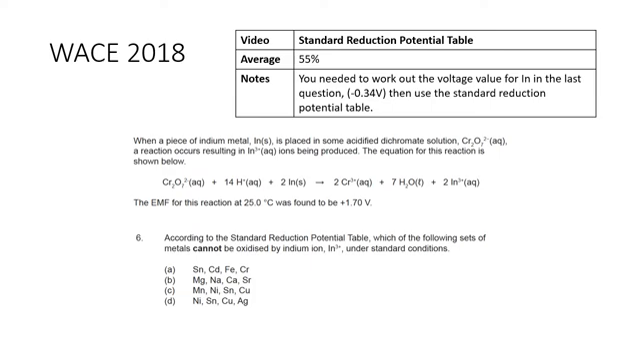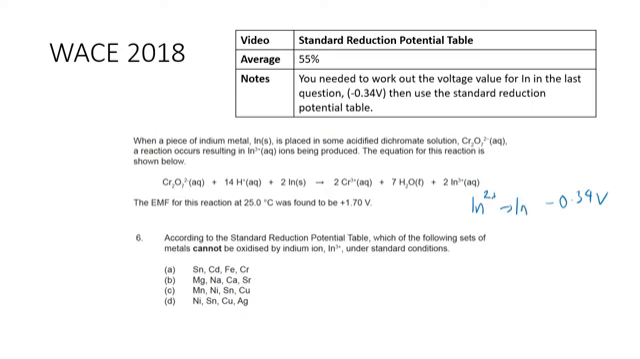So again, this is the same question, except this is the following question. This one was answered slightly better. You need to work out the voltage value for indium from the last question and then use the standard reduction potential table to do this. We worked out that the value for indium was negative 0.34 volts, and without this you can't really work out the rest of these. So which of these following sets of metals cannot be oxidized by the indium ion? The indium ion is on this side because all the ions are on this side.